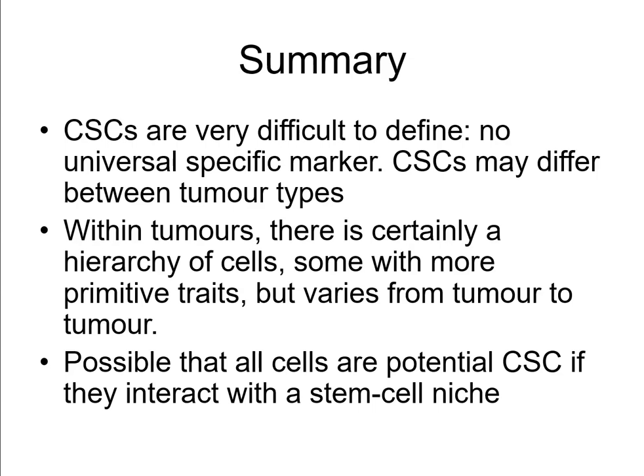However, a primitive trait such as that may also be plastic, as cells undergo plasticity. So a cell that on one day is differentiated, the next day may be the most primitive by undergoing phenotypic plasticity. So phenotypes within cancer are not fixed, and that means that targeting cancers on the basis of a single phenotype may mean that you are constantly missing the cell that is propagating that tumour. It's also possible that all cells are potential cancer stem cells if you put them in the right environment.